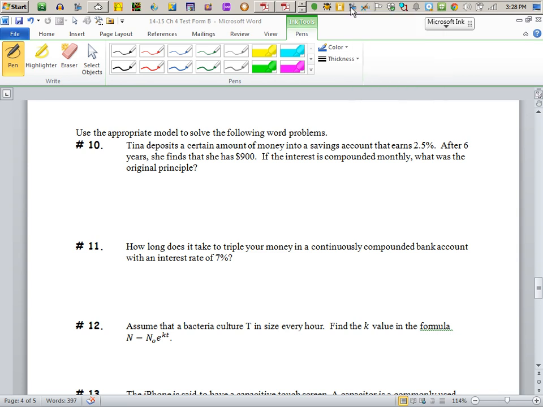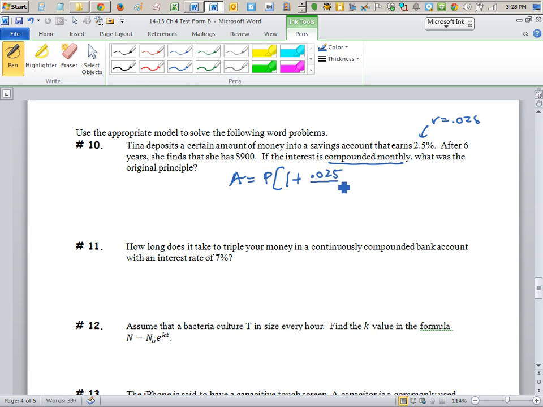It's important that you find the word compounding somewhere in the sentence. It says right here, compounded monthly, so it's really important that you use the right formula. A is equal to P times 1 plus r over n, to the nt. R is 0.025, n is 12 because this is monthly, so the exponent is 12t.